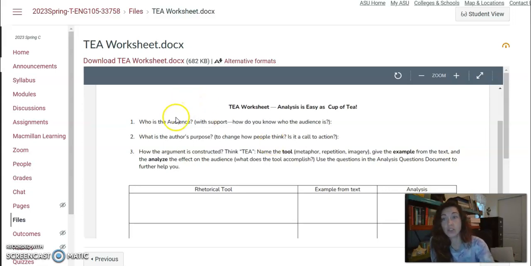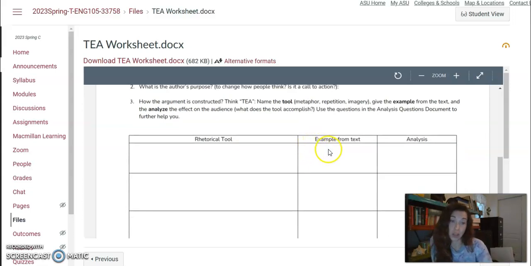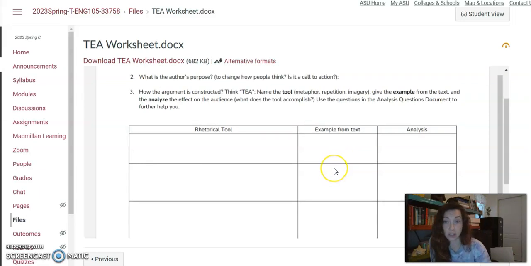So first you need to do some audience awareness. Think about who the audience is and how do you know. Think about what the purpose is. So what I'm asking you to do is construct the rhetorical triangle. What is the rhetorical situation here? Okay, do that first. Then think about the tools that the author uses. And I want you to identify the tool, give the example from the text, and then analyze it. That's all this worksheet does.